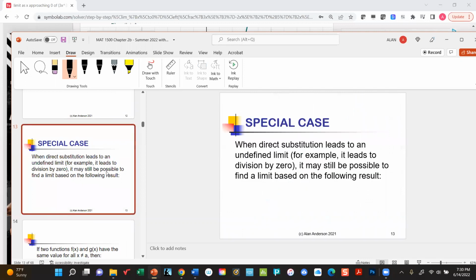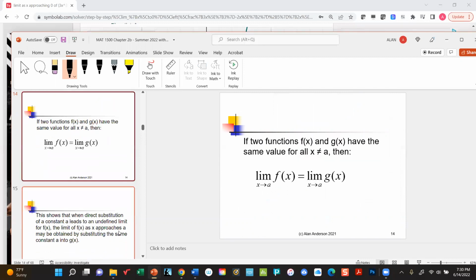It turns out there's a very interesting result here. If we have two functions that are identical for every x except possibly x equals a, then they have the same limits when we take those limits approaching that point a. In other words, if they're the same everywhere except at a, when we take the limit as x approaches a, they still have the same limit.